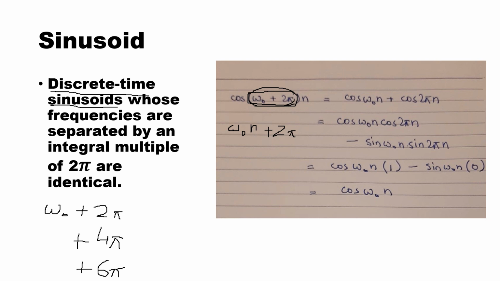So again we can write it as cos of omega naught n plus 2 pi n, this is it, right? Cos alpha plus beta, so it will become cos alpha, that is cos omega naught n, cos beta, cos 2 pi n, minus sin alpha, sin omega naught n, sin beta, sin 2 pi n.